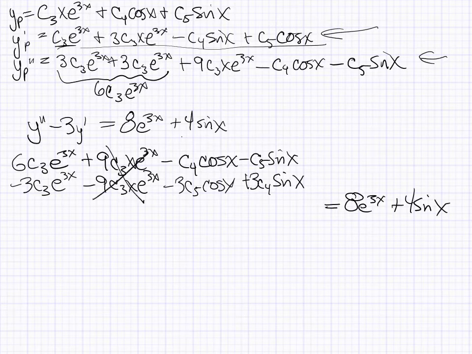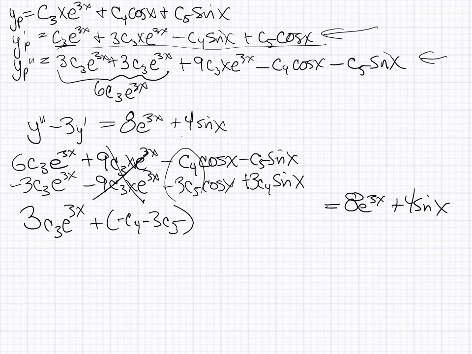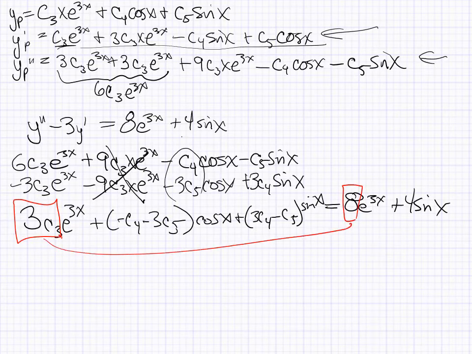Well, clearly these two cancel. These would give me 3c3 e to the 3x. Here I would get negative c4 minus 3c5 cosine x. And the next one would give me 3c4 minus c5 sine x. Okay, so doing this equal parts idea here, here's the e to the 3x, this is the coefficient here, this is the coefficient on the other side, they have to equal each other. So if 3c3 has to equal 8, then c3 would be 8/3.